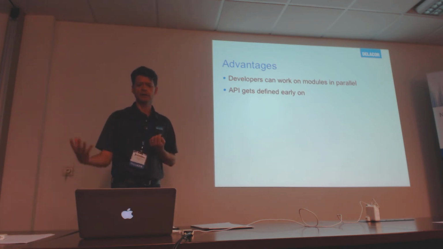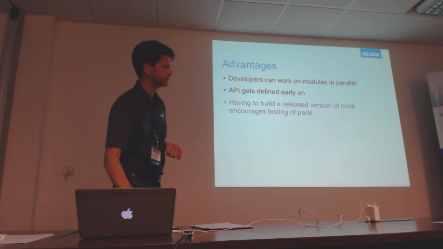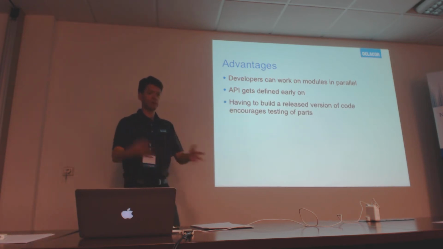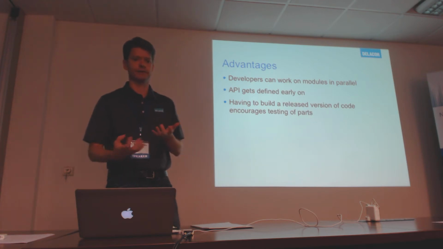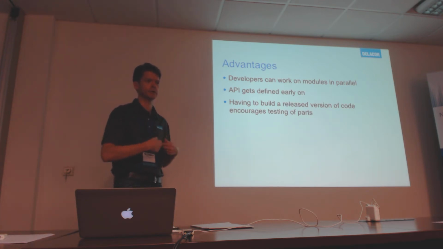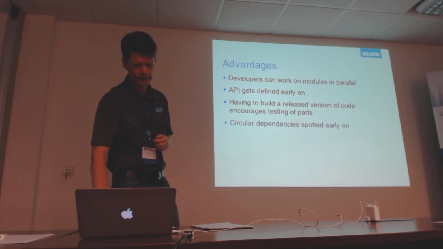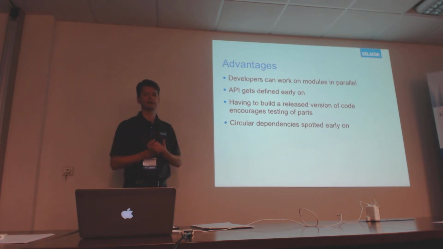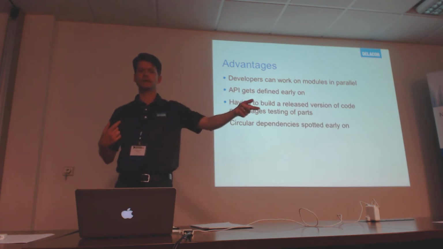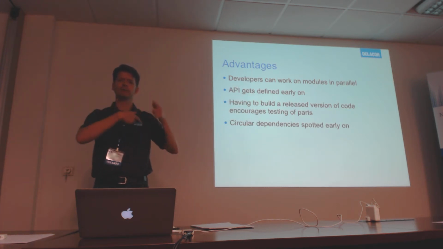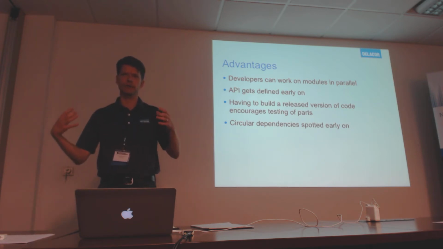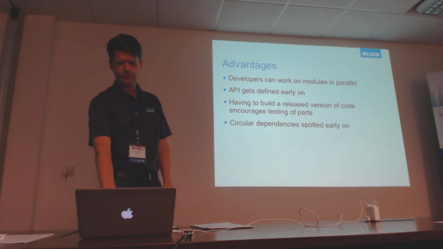So the API for that module gets defined very early on, and having to build a released version within a team encourages the testing of those parts, because I know that Greg's going to be calling my start acquisition method, so I'm damn well going to make sure that that's working. It also enables you to spot circular dependencies as well. If I'm calling somebody else's data logging and they're calling my DAC, then I've got this potential for a circular dependency between the modules. By breaking your application down into these different modules, that enables you to spot those dependencies.